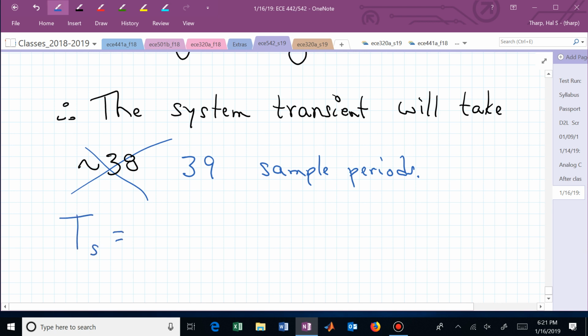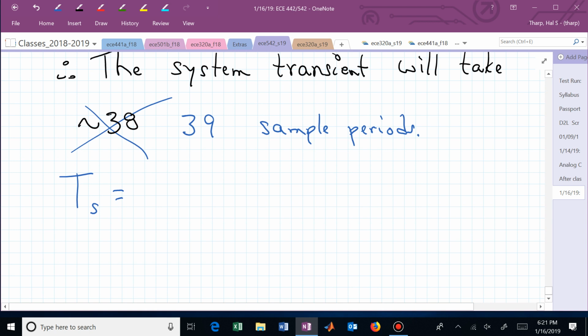Can we calculate the actual settling time, T sub s? And what does T sub s actually mean, or what's that correspond to?